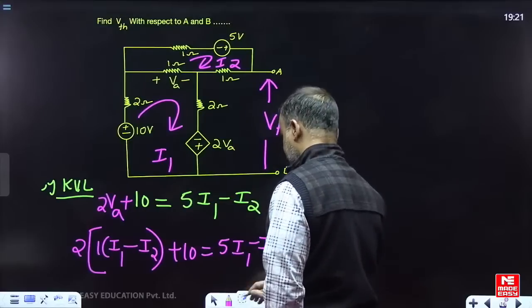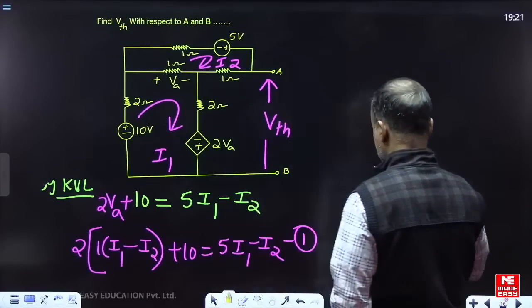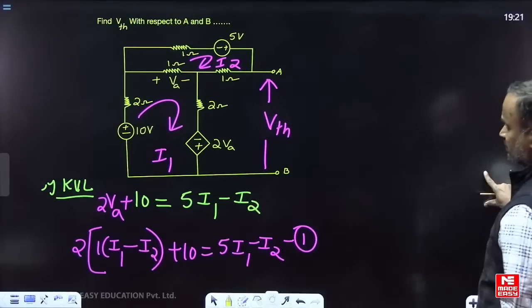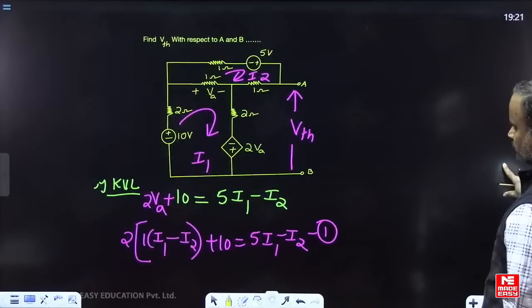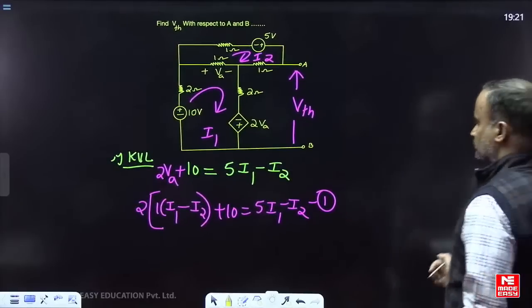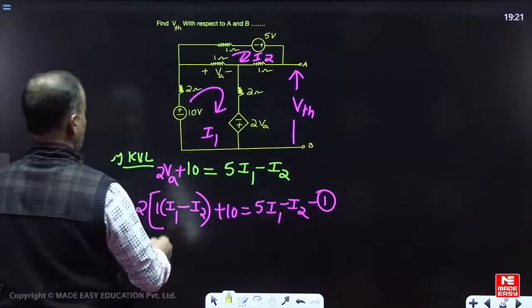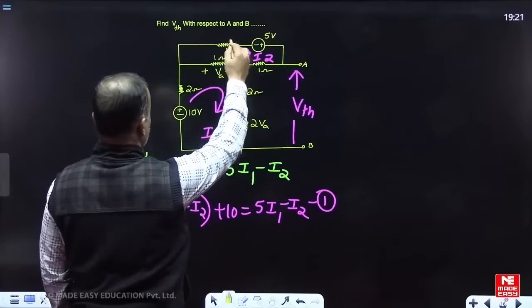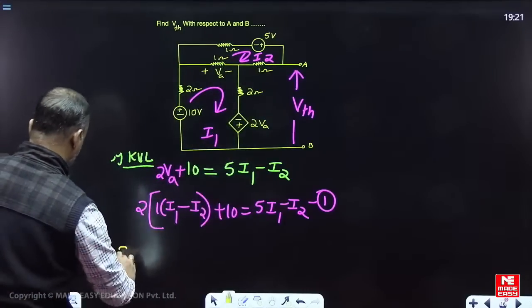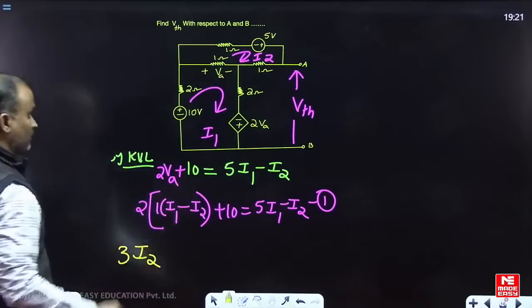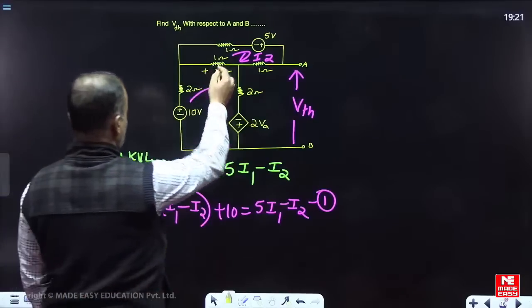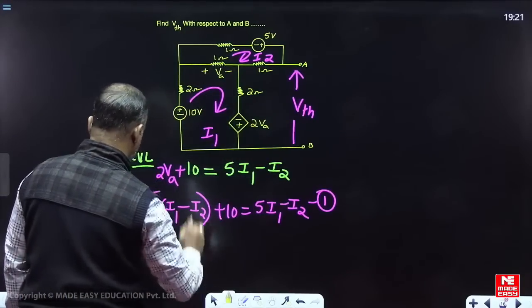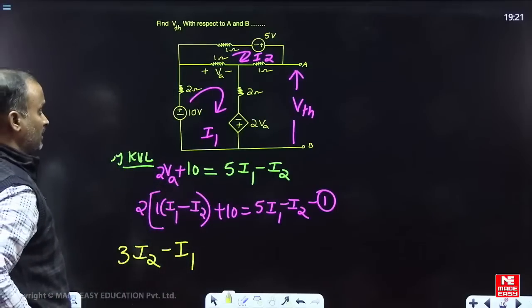Now this is one equation. Come to one more equation. For this, let us focus on loop 2. Corresponding to loop 2, I2 circulates in the 1 1 1 resistances. Total resistance is how much here? 3I2. Now in this 1 ohm resistance, both currents I1 and I2 circulate.